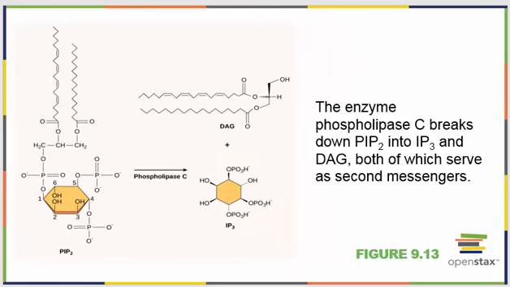DAG remains in the plasma membrane and activates a protein kinase known as protein kinase C, or PKC. PKC can then go about phosphorylating serine and threonine residues. We've already learned about those. IP3, however, diffuses into the cytoplasm, and it can bind to various ligand-gated calcium channels in the endoplasmic reticulum, leading to the release of calcium, and that can help to continue a signaling cascade.